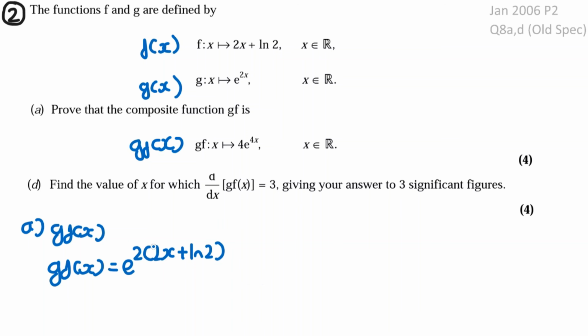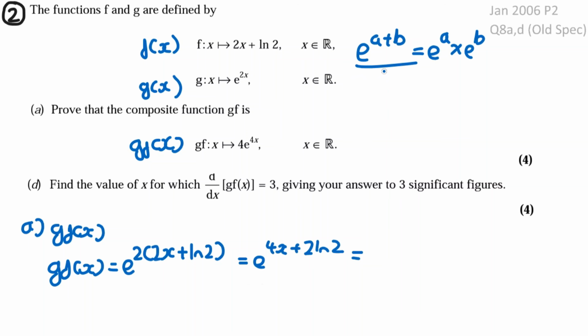Okay, firstly let's expand this bracket here, so it becomes e to the power of 4x plus 2 of the natural log of 2. Now I'll just remind you of the indices law, that if we have e to the power of a plus b, or just anything to the power of a plus b, this can be written as e to the power of a times e to the power of b. So therefore we can write this here as e to the power of 4x multiplied by e to the power of 2 of the natural log of 2.